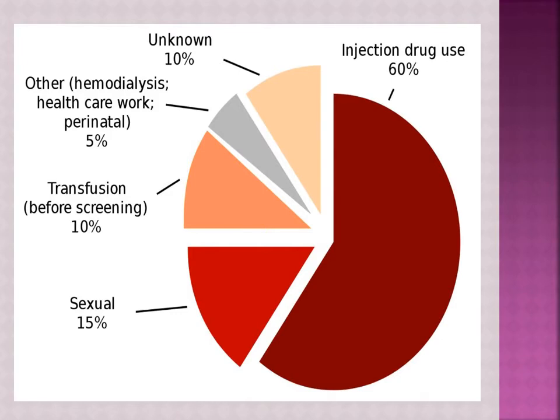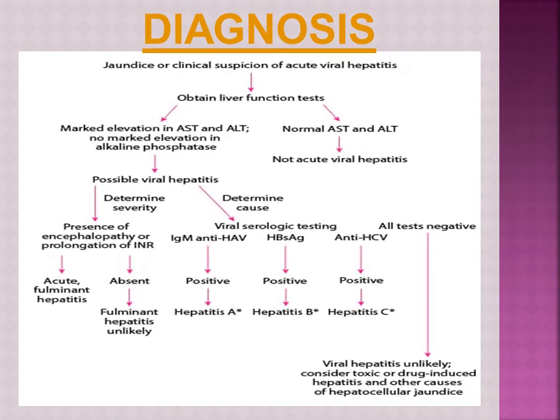This is the percentage view. Now, what is diagnosis? If a patient has jaundice or clinical suspicion of acute viral hepatitis, we perform the liver function test, which includes the enzyme levels AST and ALT. If it comes in the normal range, we confirm that there is no acute viral hepatitis. But if it is elevated, there is a possibility of viral hepatitis. We then confirm it by different serological tests, and for HCV we do the anti-HCV test. If it is positive, then there is hepatitis C virus.